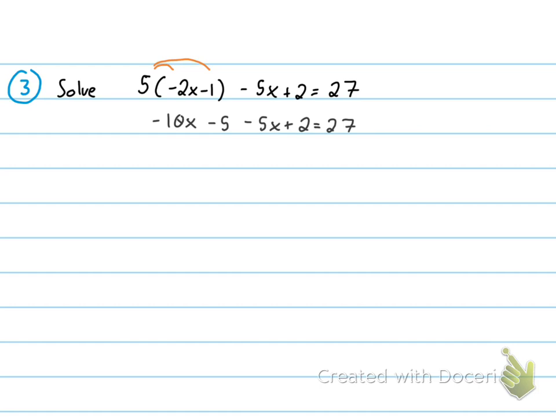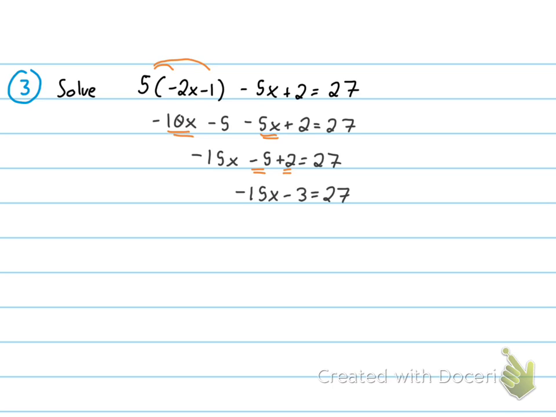And now from this point, I want to combine like terms. I'm going to start by combining the -10x and -5x. Notice that since they're both on the same side, I'm not going to do anything with an opposite sign. I'm just going to think, all right, if I combine -10 and -5, I'll have -15. And now from here, I have -5 and +2. Again, they're on the same side, so I'm just going to combine together -5 plus 2, which will give me -3. And now from here, I want to combine the 3 and the 27.